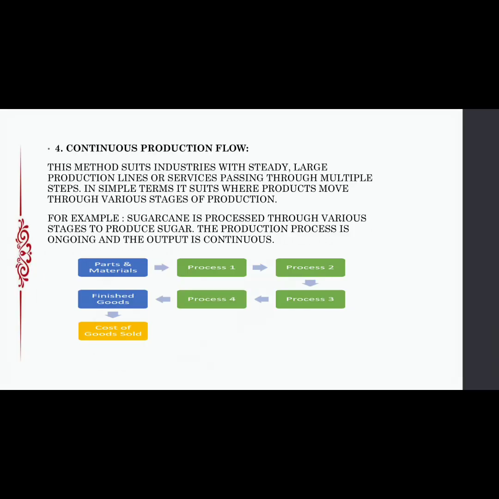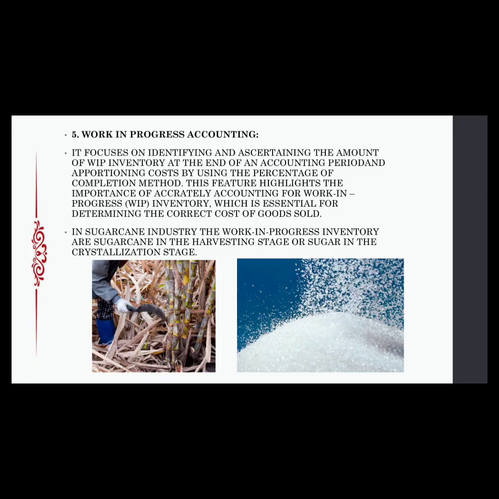And the final feature is work in progress accounting. It focuses on identifying and ascertaining the amount of work in process inventory at the end of an accounting period and appropriating cost by using the percentage of completion method. This feature highlights the importance of accurately accounting for work in progress inventory, which is essential for determining the correct cost of goods sold. In the sugarcane industry, the work in progress inventory is sugarcane in the harvesting stage or sugar in the crystallization stage. These are the features of process costing.